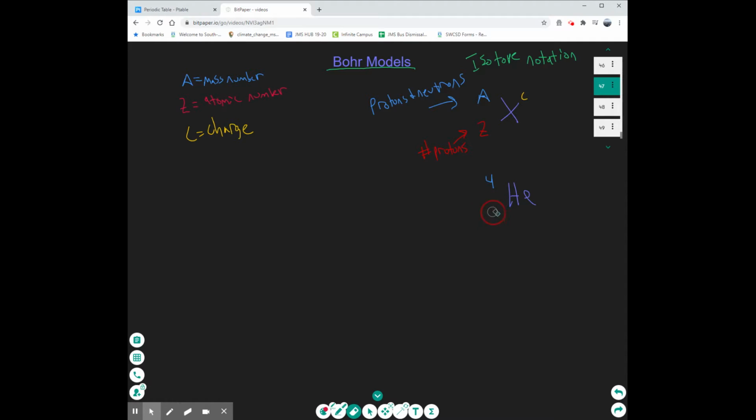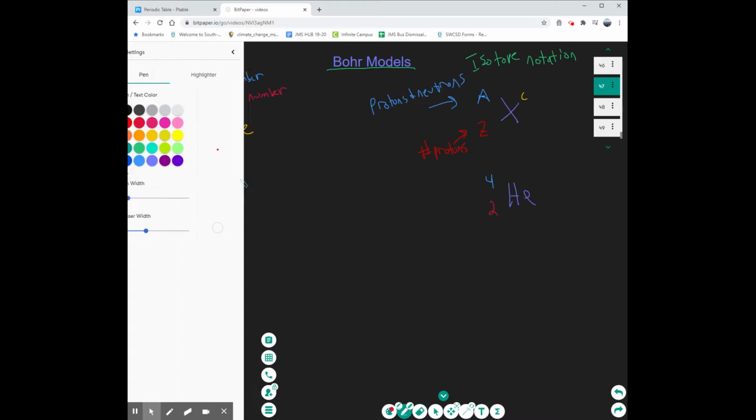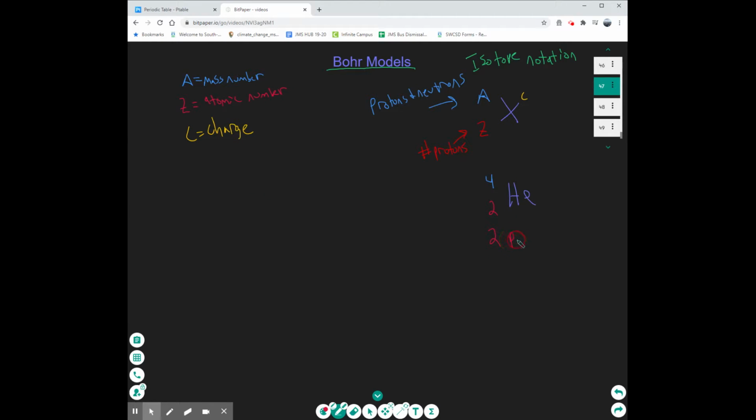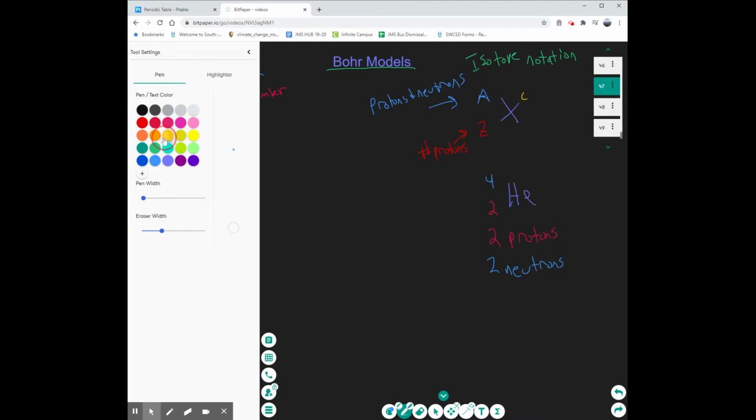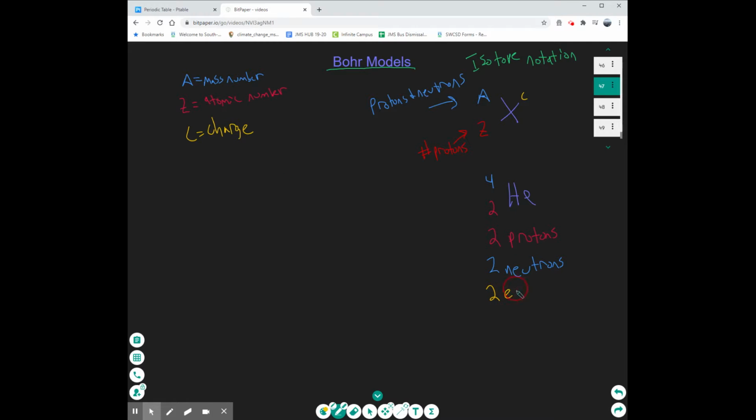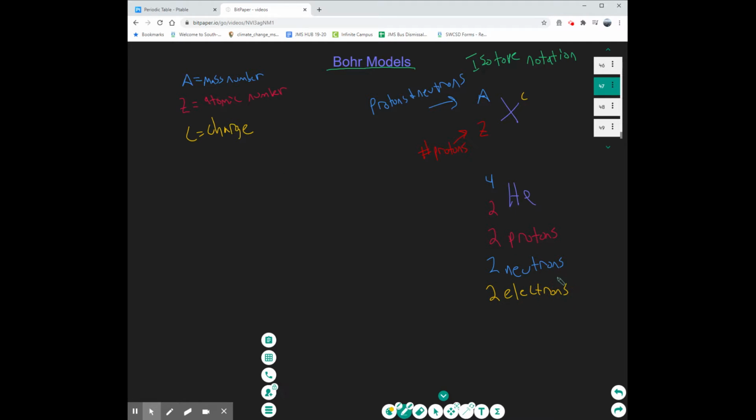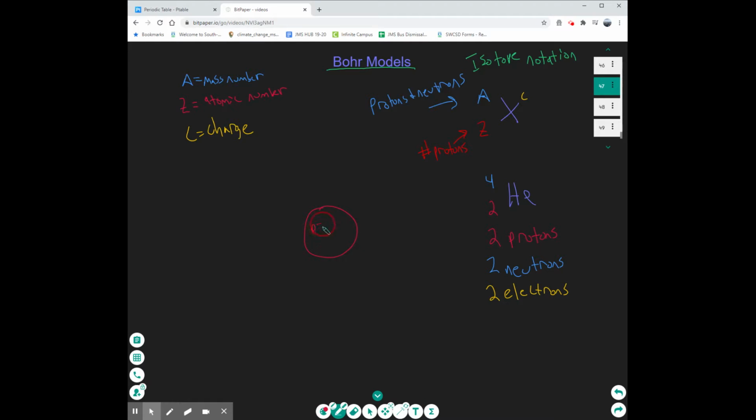And again, everything that we do today is going to be neutral, so let's just not think about the charge. Okay, so we know we have two protons, right? And how do you get 4? 2 plus 2, right? So we must have two neutrons. And we know we need to balance the charges, so we must have two electrons. 2, 2, and 2. Very nice and fancy and easy, right? Okay, good.